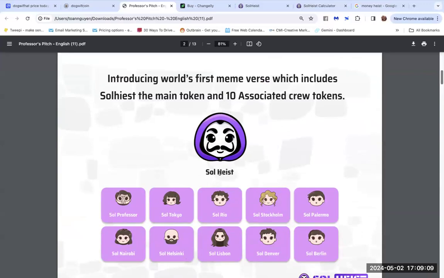The token that we're going to look at is called Solheist. I know some of you are probably going to ask, okay, what's the utility behind this token? There's no utility. This token is 100% a meme coin. So what's a meme coin? You know what meme coins are.